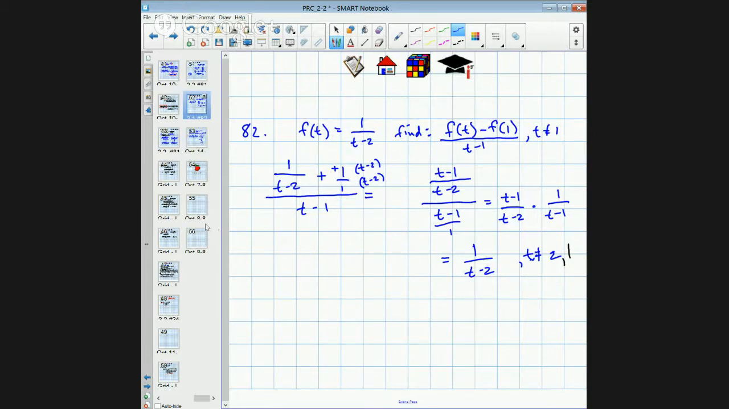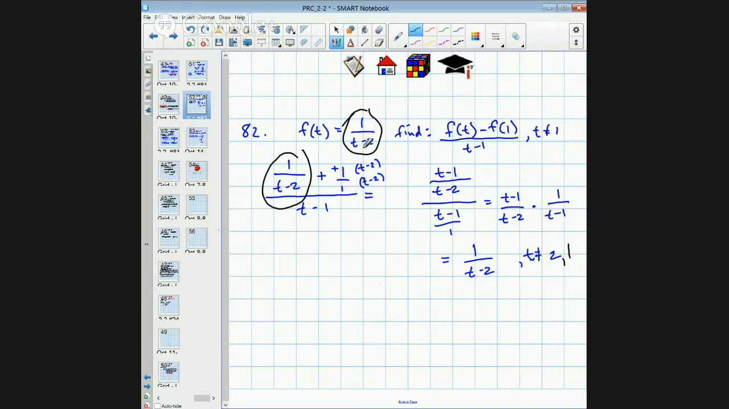Let's look at one more, number 82. Again, bottom of page 97. So this time the function is f of t equals 1 over t minus 2. You are supposed to find f of t minus f of 1 over t minus 1. So f of t, just copy what's right here, 1 over t minus 2, minus, I changed that, you'll see why, that was minus, right? f of 1.